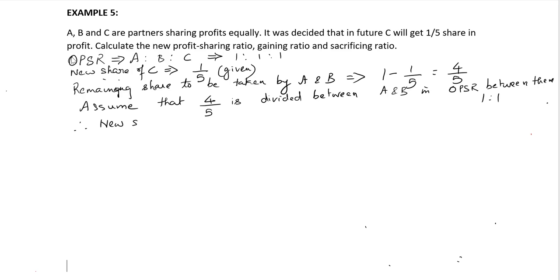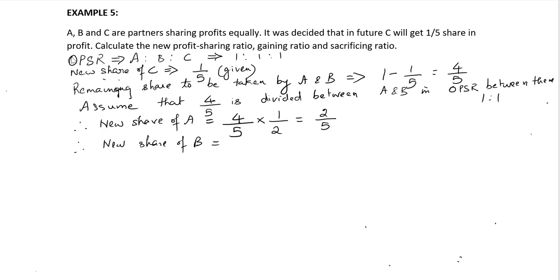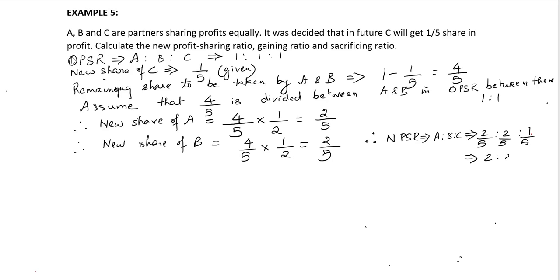Therefore, new share of A is equal to the total share taken by A and B, 4 by 5, into A share in this, which is 1 by 2. This is equal to 2 divided by 5. Also, the new share of B is 4 divided by 5 into 1 divided by 2 for B also, which is equal to 2 divided by 5. Therefore, the NPSR between A is to B is to C is equal to 2 by 5 is to 2 by 5 is to 1 by 5, which is equal to 2:2:1.